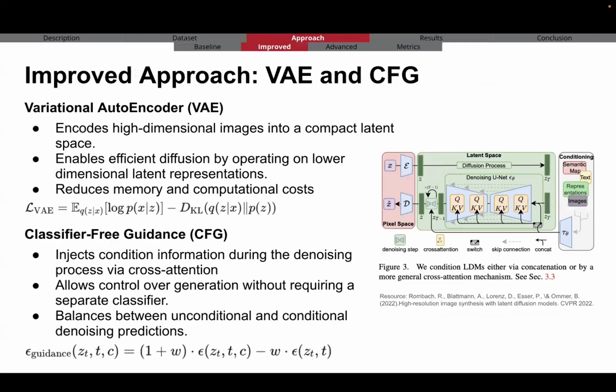To improve efficiency, we incorporated a variational autoencoder. The VAE compresses images into a latent space, allowing diffusion to run on lower dimensional data. We also applied classifier-free guidance to inject conditional information without needing an extra classifier, improving control over generation.